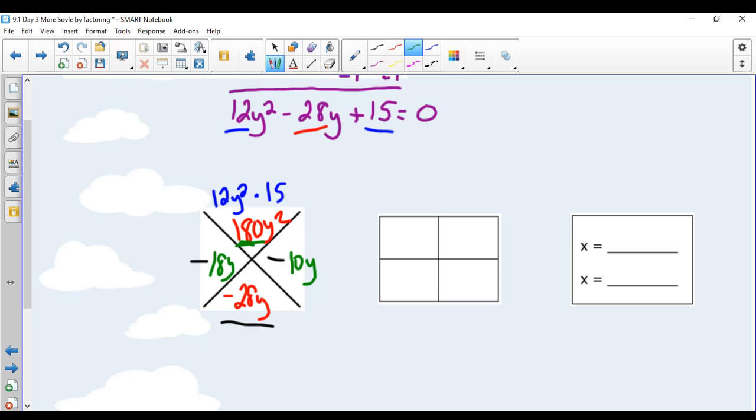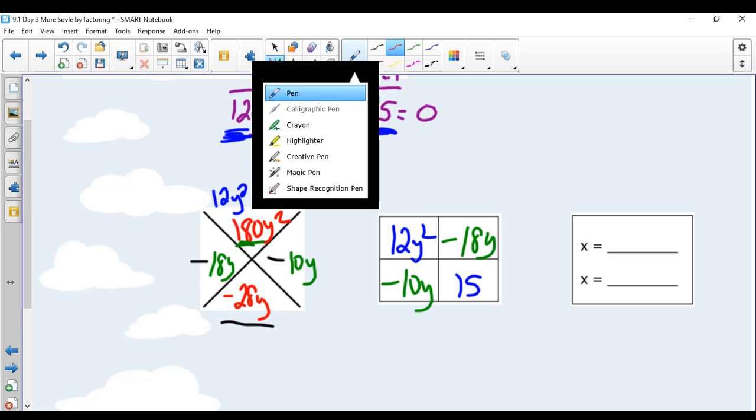So even though the numbers are really big, I try to make them obvious when they're big so that you can see or quickly factor that out. So there's our two values, minus 18y and minus 10y. Our first term then will go in the first box, so our 12y squared, and our 15 goes in the last box. So we're trying to undo this factor.